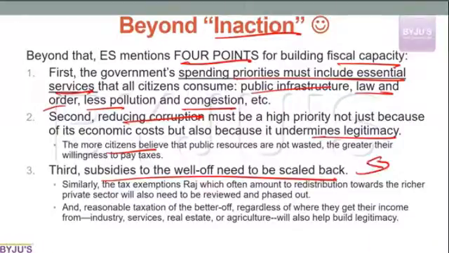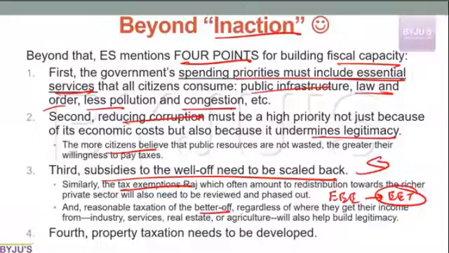Third, subsidies to the well-off need to be scaled back, which is the previous chapter we discussed. Tax exemptions have to be removed, especially the EEE system has to move towards an EET system, is what the Economic Survey has already told you. And the better off have to actually be taxed, because if people see that the better off are taxed, then again they respect the state more.